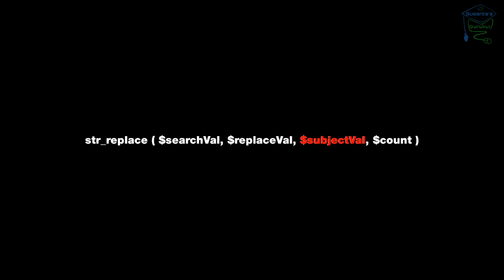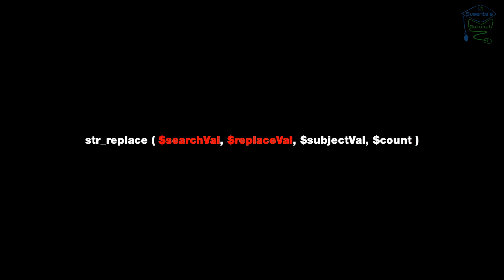Parameter: subject_val. This parameter can be of both string and array types. This parameter specifies the string or array of strings which we want to search for search_val and replace with replace_val. Parameter: count. This parameter is optional and if passed, its value will be set to the total number of replacement operations performed on the string parameter subject_val.